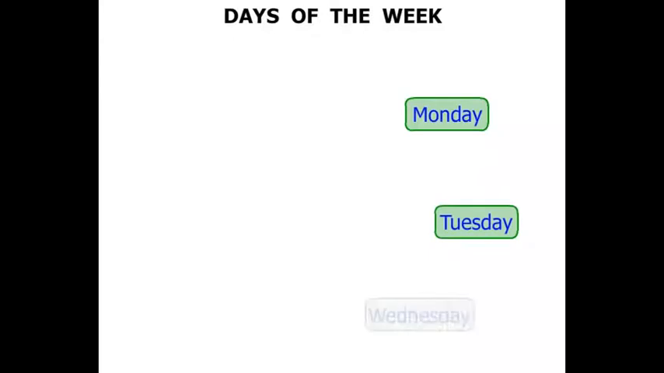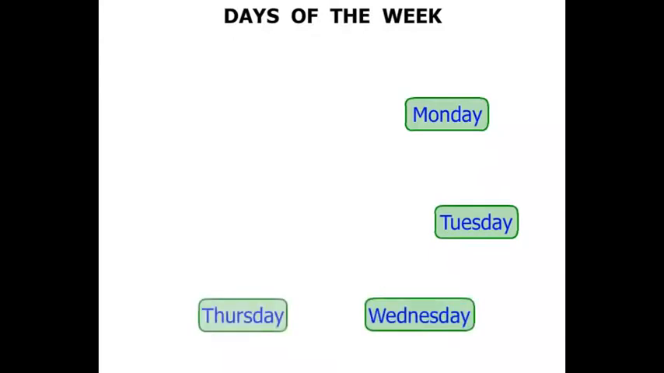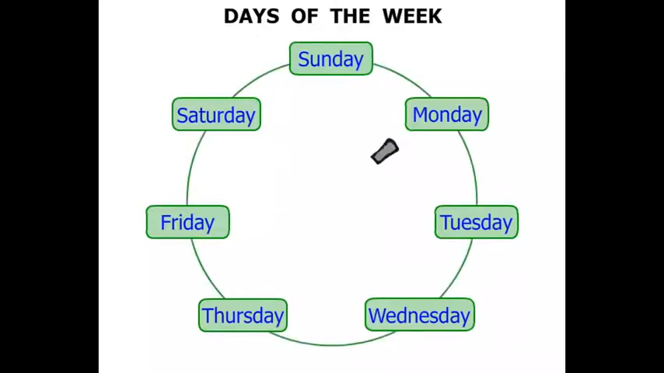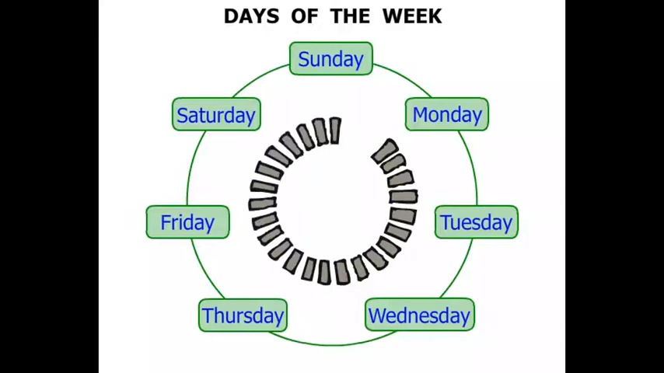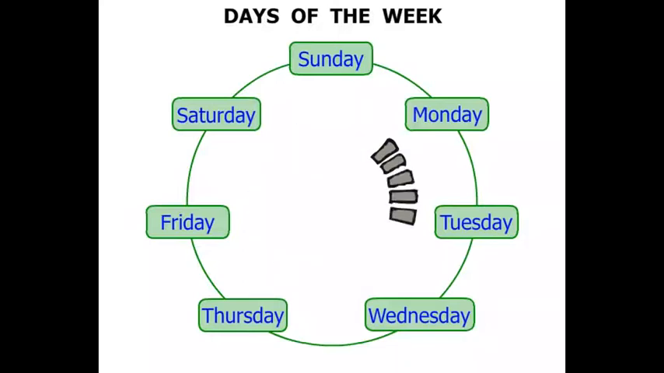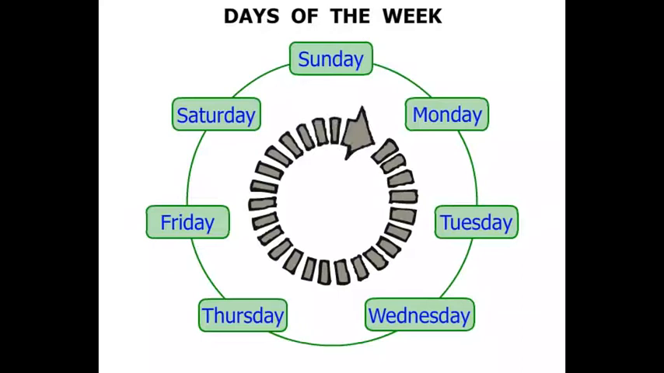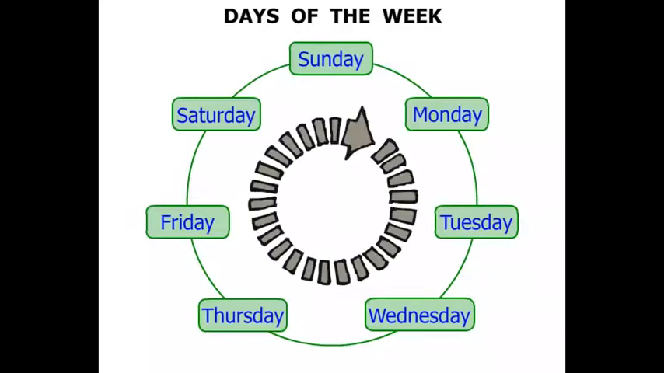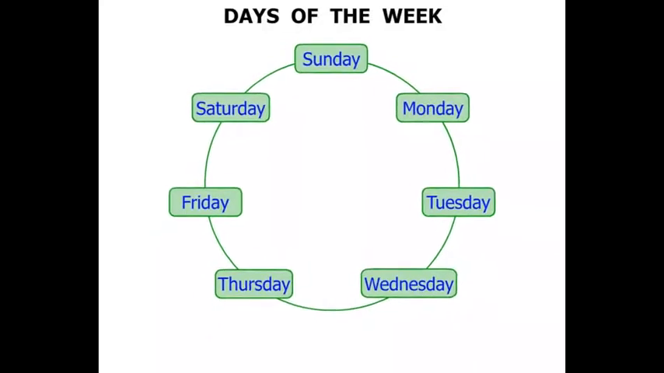Days of the week: Monday, Tuesday, Wednesday, Thursday, Friday, Saturday, Sunday. The 7 days of the week. And they go around in that cycle. That's 1 week, another week, another week, and it keeps on going like that.